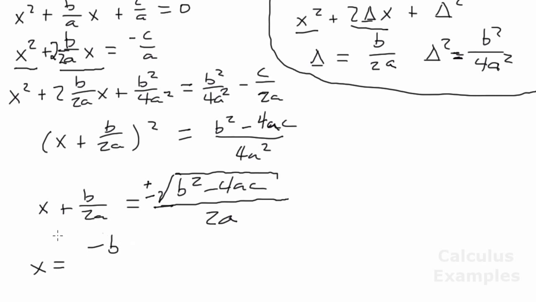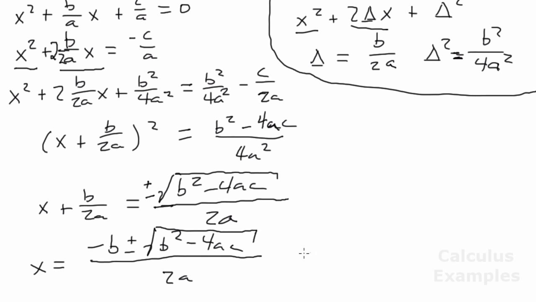So we subtract b over 2a. But we know that's the common denominator, so minus b plus or minus the square root of b squared minus 4ac, all over 2a. And this is the solution to the quadratic equation.